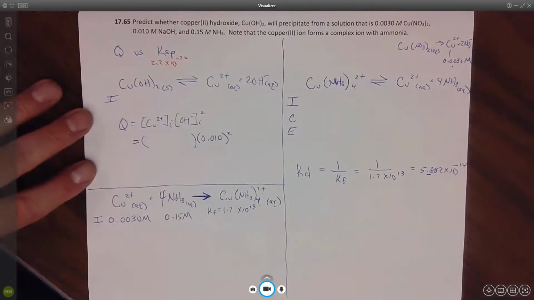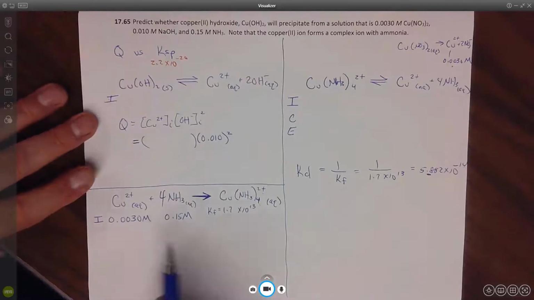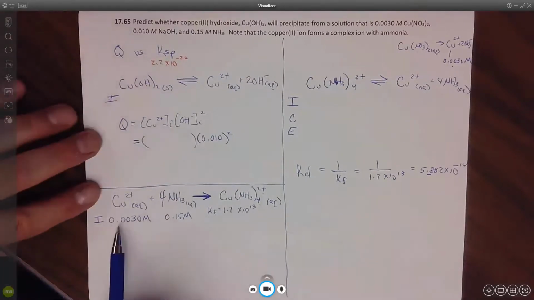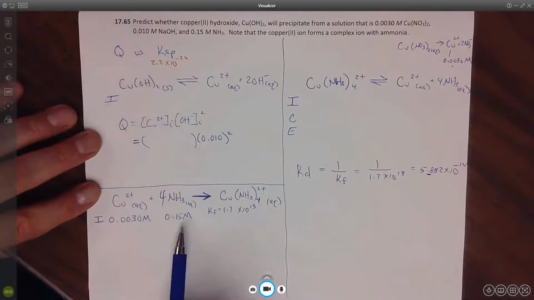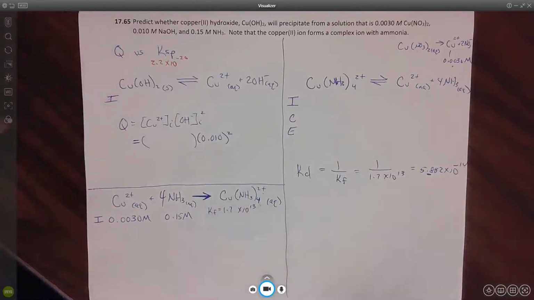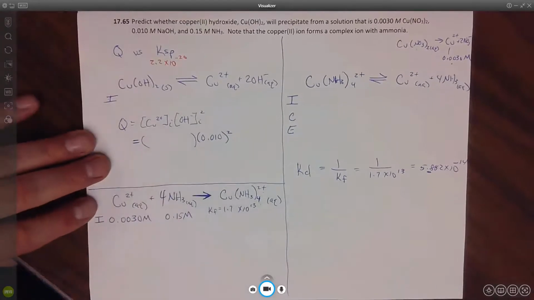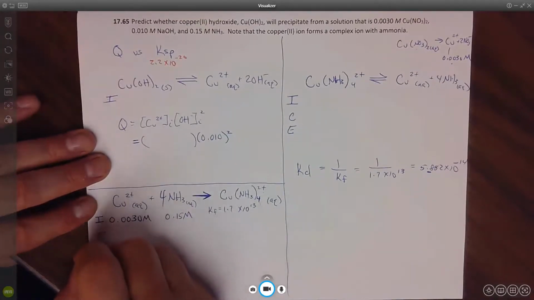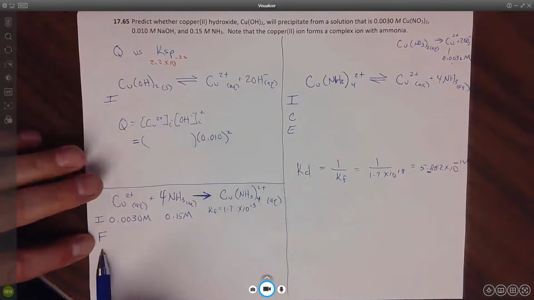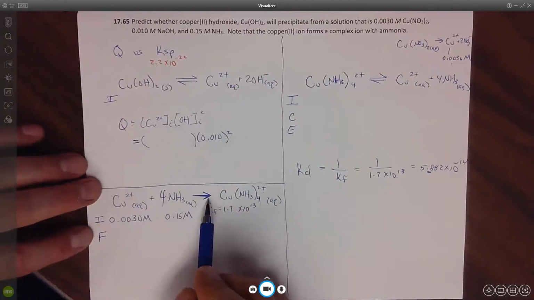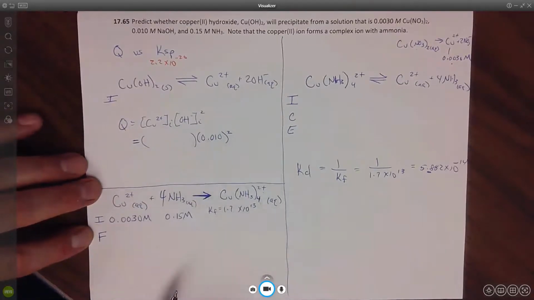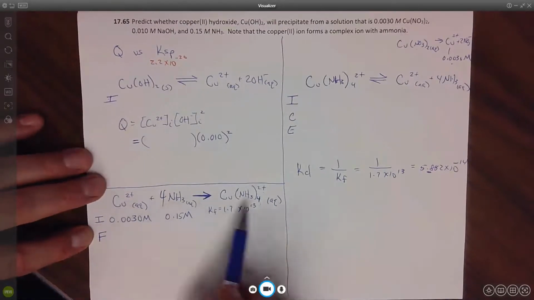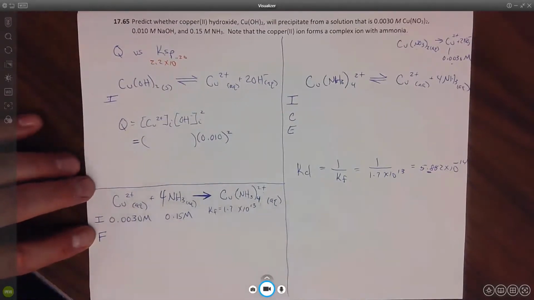Copper. Yeah, right. There's 0.003. Let's assume 1 liter, so there's 0.003 moles of the copper and 0.15 moles of the ammonia. There's literally over 100 times more of the ammonia compared to the copper. So we know then that the copper is going to be our limiting reagent. And what I'm looking for here is the final concentrations, because there's no equilibrium here. We're assuming that this all goes to products. So if all this goes to products, what's going to be the final concentration of the copper 2 plus?